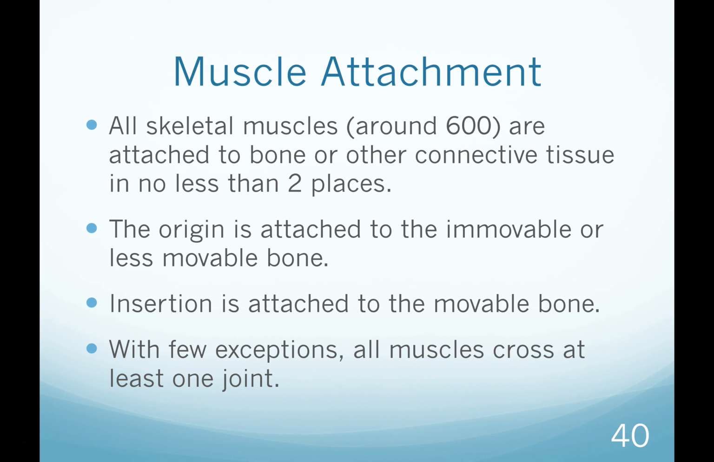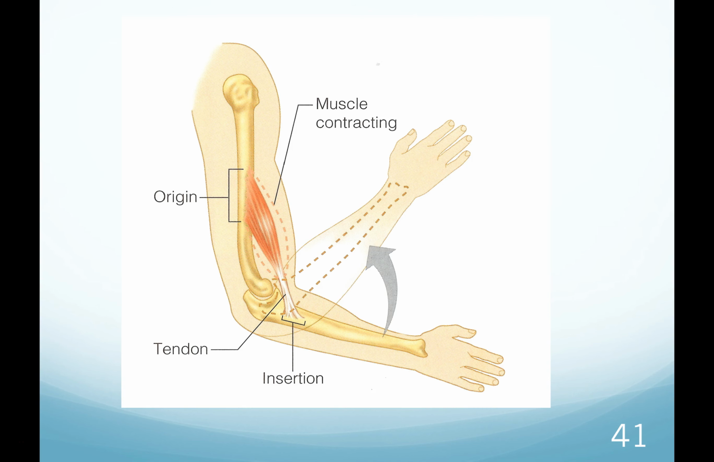So let's look at the difference between the origin and the insertion point. And again, there are very few exceptions that do not cross a joint. For example, your tongue would be a muscle that does not cross over a joint. So if you look here, the act of this person bending their arm, what's happening is when you contract that muscle, known as your bicep muscle, it's going to bring your lower arm up.